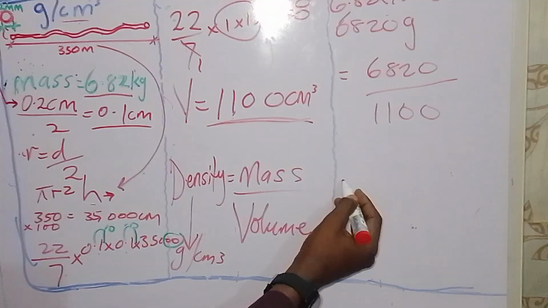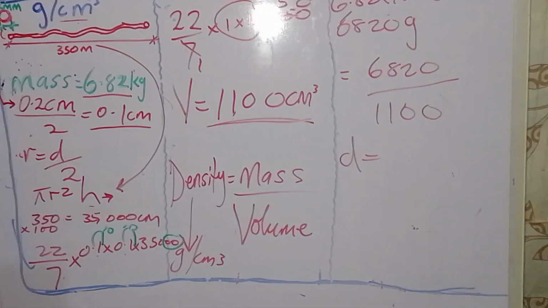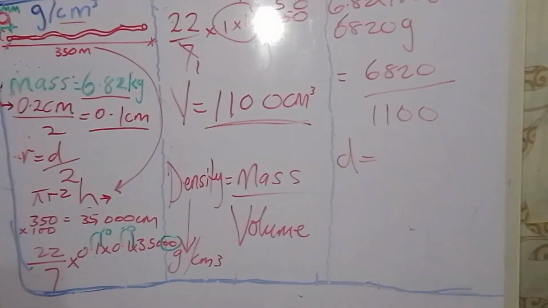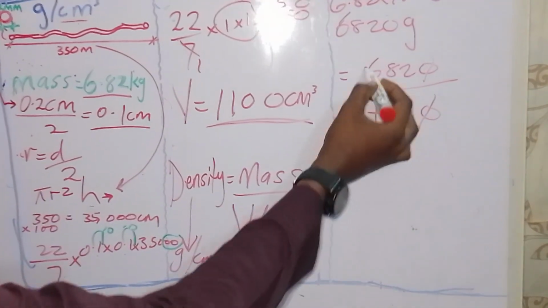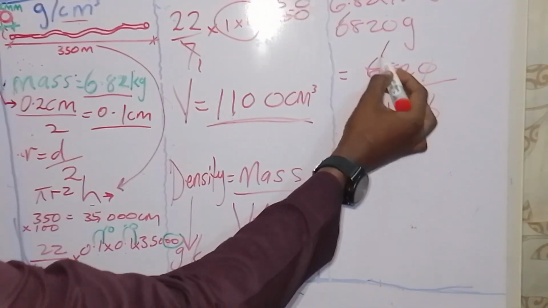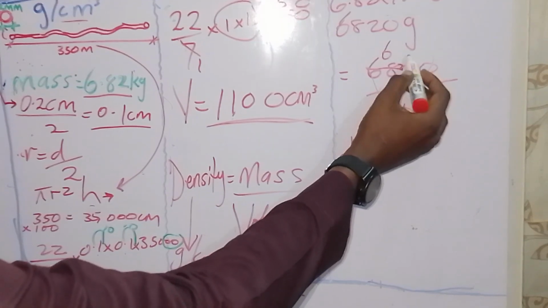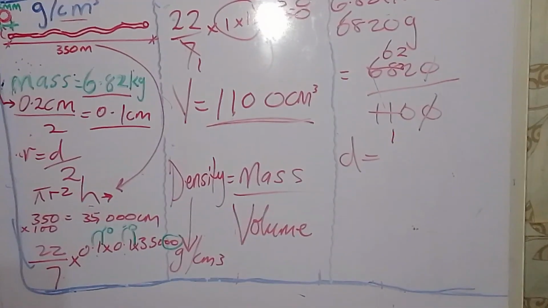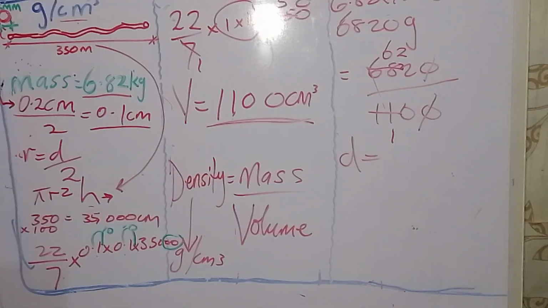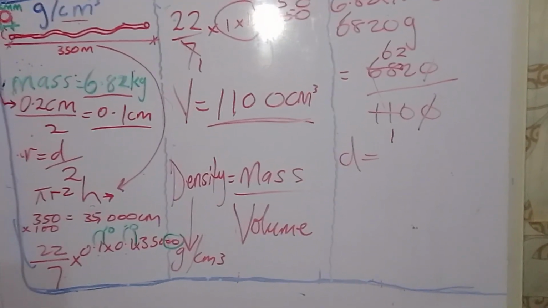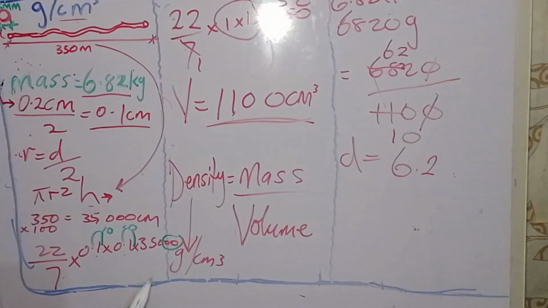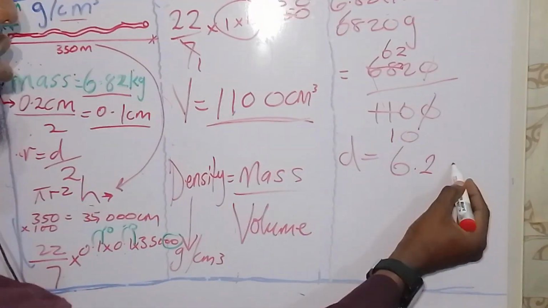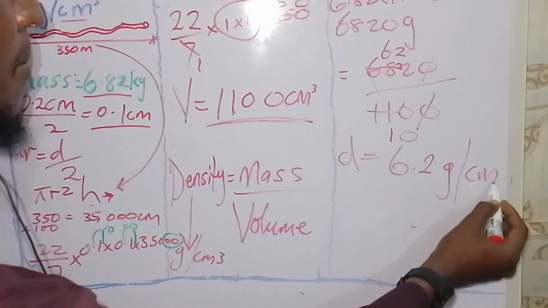So the density will be equal to, after cancelling, 0 cancels 0, 11 here, 1, 11 times 6 is 66, 2, 11 times 2 is 22. So you are left with 62 over 10. 62 over 10 is equal to 6.2 gram per centimeter cube. It is simple.